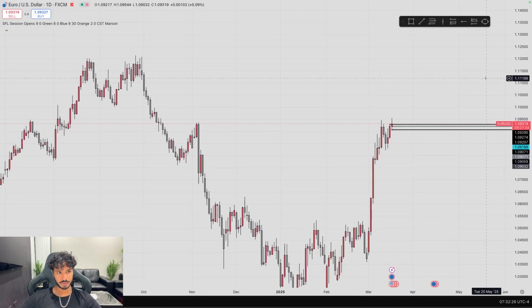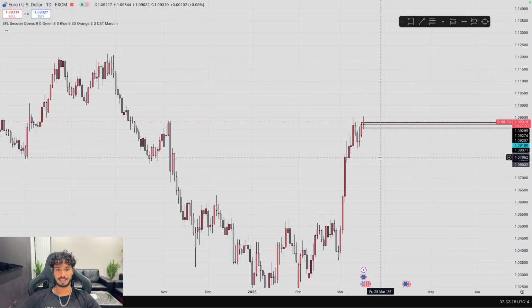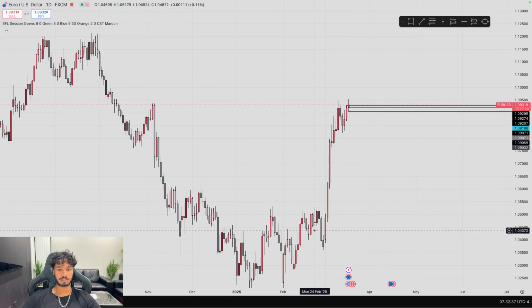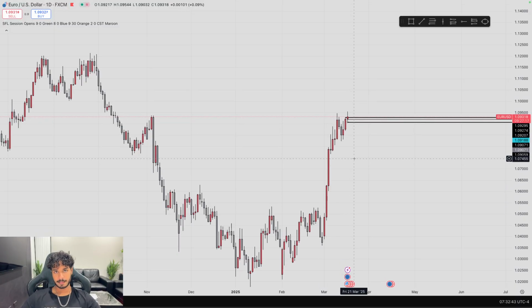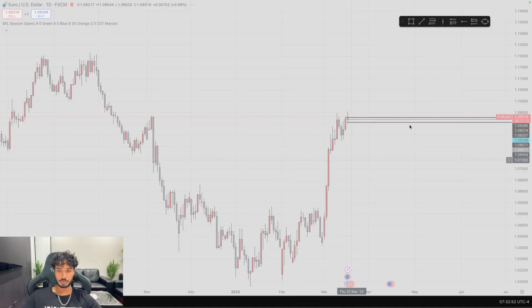So, starting off with the daily, I use the daily for identifying if it's an uptrend or a downtrend, if the market's going bullish or bearish. Here we can clearly see that the market's in a crazy uptrend, it's just been going to the moon lately. And that obviously tells me that my bias is bullish. And then after that, I scale down to my 4-hour time frame.